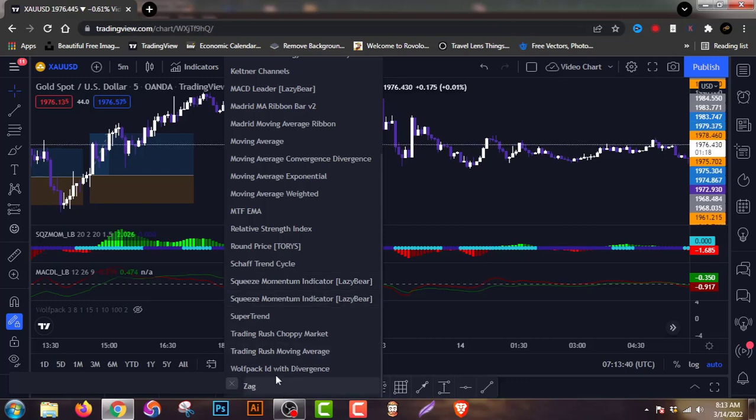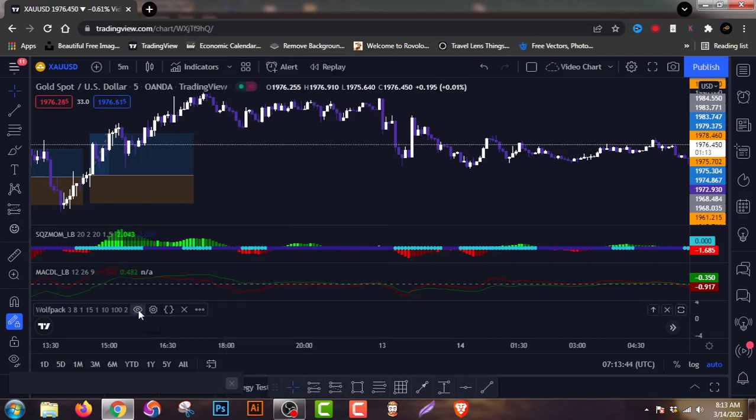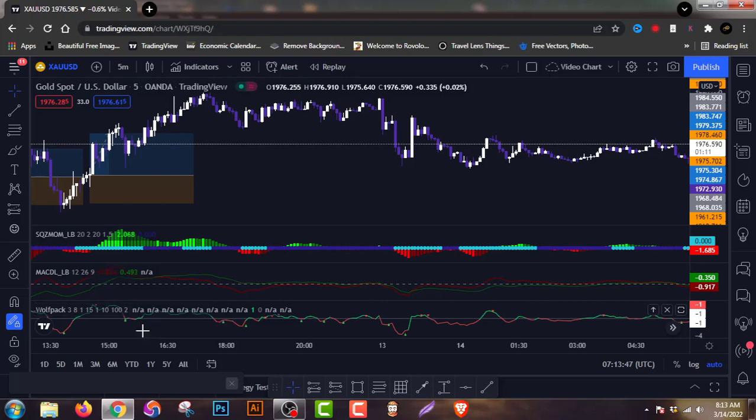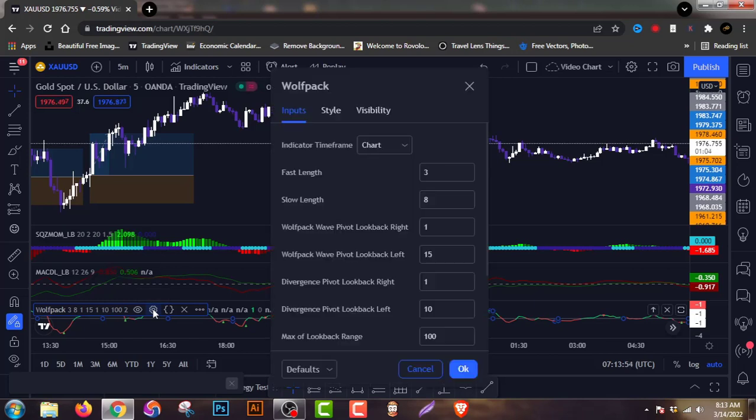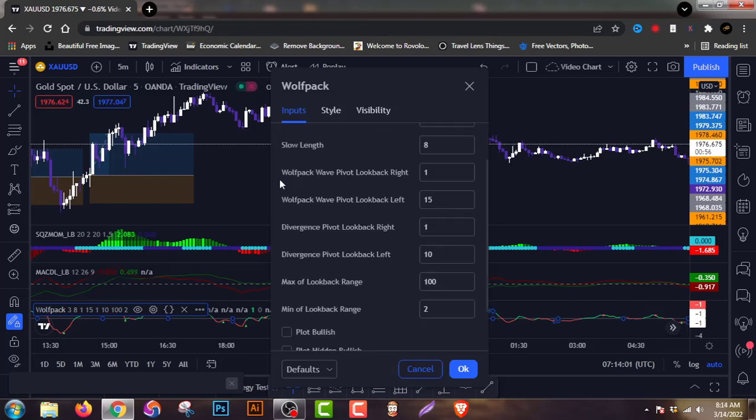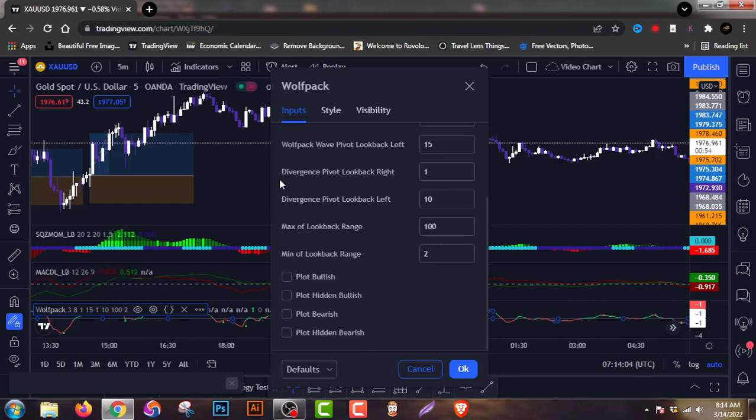Okay, this is the Wolfpack ID with divergence. So yes, it comes with divergence. As you can see, this is the Wolfpack ID. In the settings, I already turned that off, so you can actually add in the divergence if that's what you want. So make sure you scroll along as I go through the settings so that you can pause and make sure your settings are just the way mine is. You can actually plot in the divergence. You can say plot bullish, and you see that on your chart, and plot bearish. You will definitely see that on your chart.